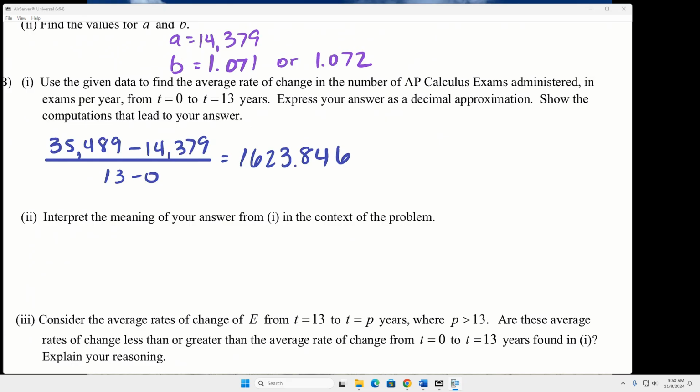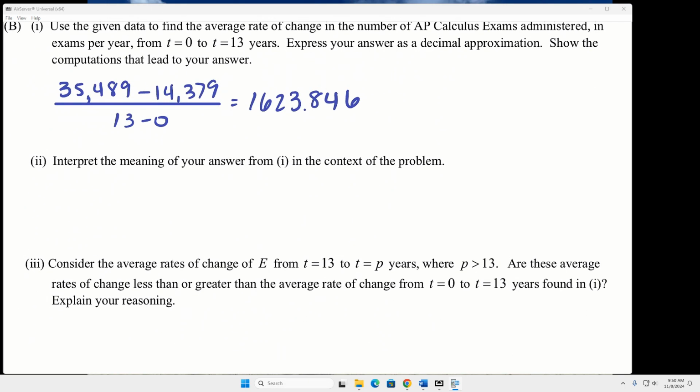All right, and then part 2 of this is different from what we're used to. Instead of using the average rate of change to predict the number of exams in whatever year, this is asking us to interpret the meaning of this average rate of change. We've done this a little bit, but not very much, so this is one thing I want to practice today. There is no one way you have to say it. But since it's the average rate of change, I like to start off with on average.